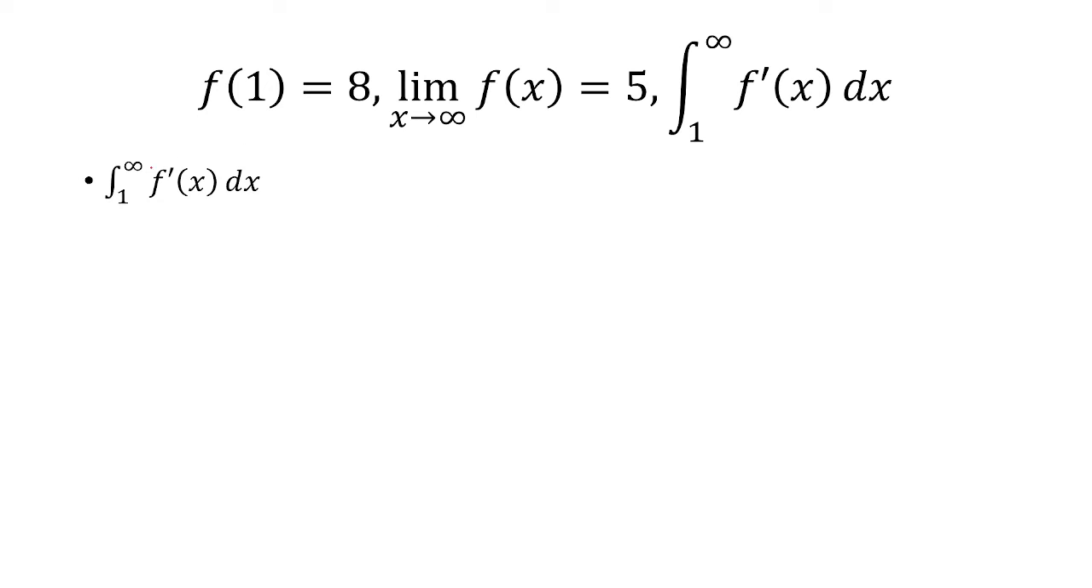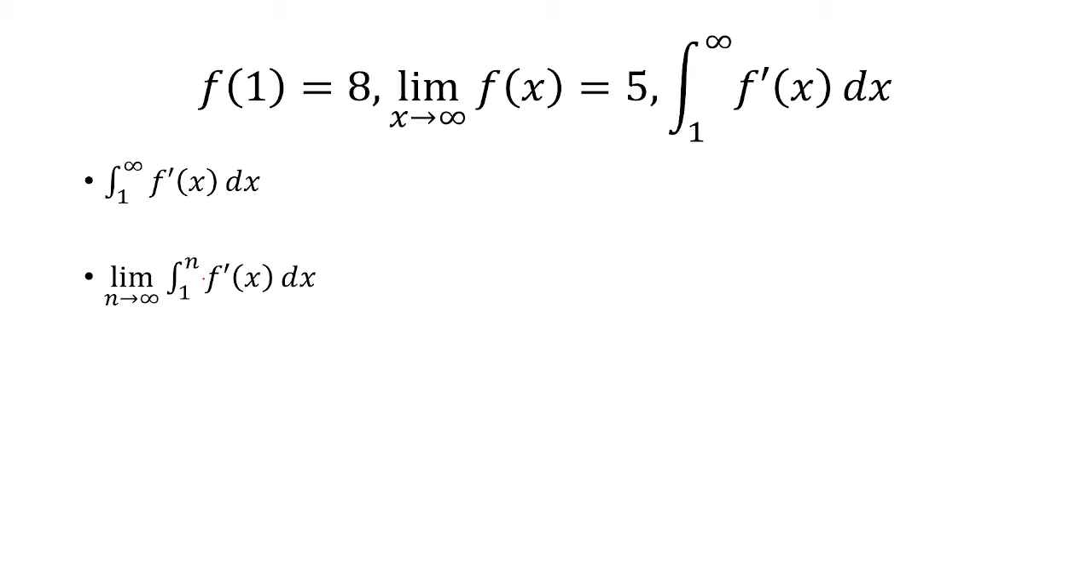So starting with this integral, we first notice that it's an improper integral. It's improper because the limit is going to infinity here. So we're going to replace this infinity with a limit. So we'll call this infinity n, and we'll let n go to infinity.